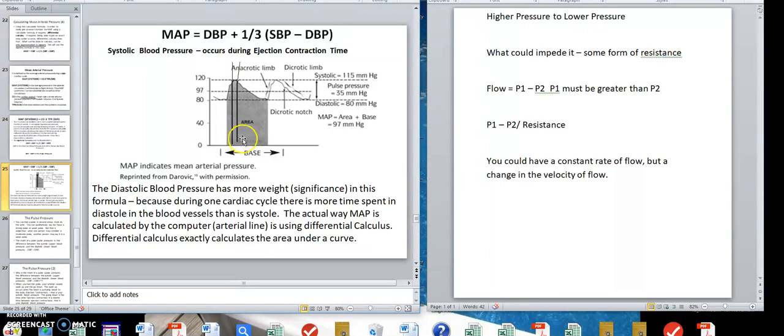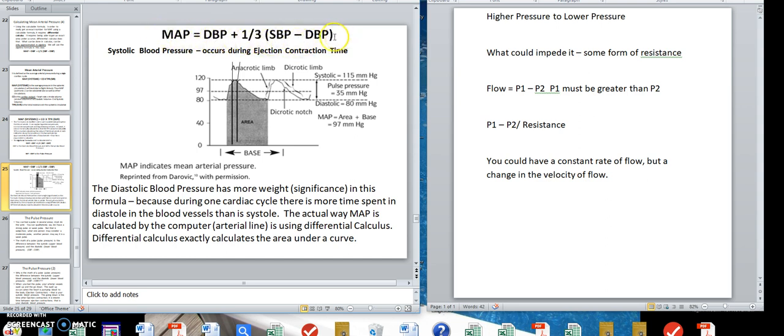Now, you see this area here under this curve? That's that area. In order to truly get mean arterial pressure, you would use differential calculus to get this area under the curve and then divide it. But since we're using algebra, this would be the formula. This approximates the MAP, this formula here. This approximates the mean arterial pressure.